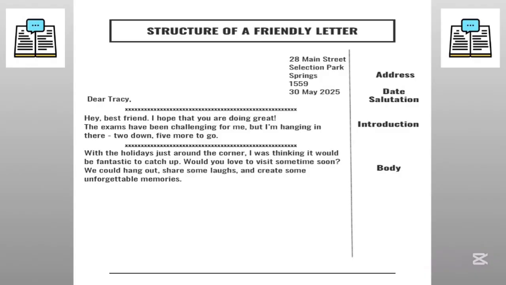Number 5, body. In the body, you start stating your reasons for the letter. Why did you write to your friend? What do you want to tell them about? This is where you give them all the details that they need. Let's look at my example. With the holidays just around the corner, I was thinking it would be fantastic to catch up. Would you love to visit soon? We could hang out, share some laughs, and create some unforgettable memories.